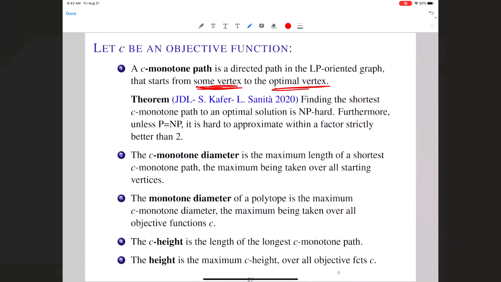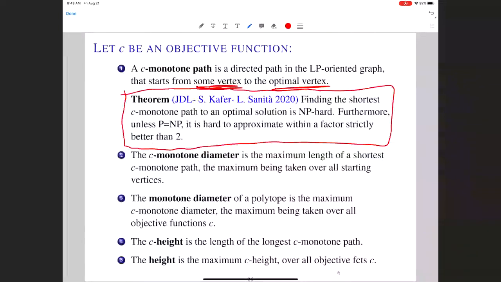Okay, I'm very proud to present, first of all, the following theorem because it's very, very fresh. We just put the paper on the archive, essentially. It's a very natural question, actually. Can you find the shortest oriented path from a point to the optimum efficiently? And the answer is no. It's NP-hard, actually. So unless P is equal to NP, it's hard to even find a path that is within a factor better than two of the shortest.